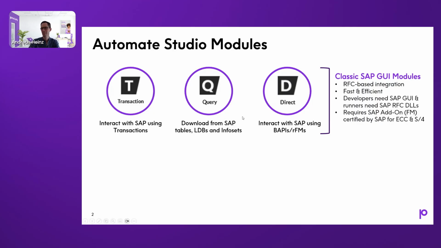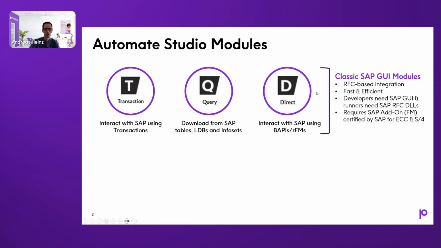Query is used to download data from SAP. With query, we can use tables directly or logical databases and InfoSets to get the data from SAP, for example, into an Excel file. And then there's direct, the solution with which we can work or interact directly with APIs in SAP.